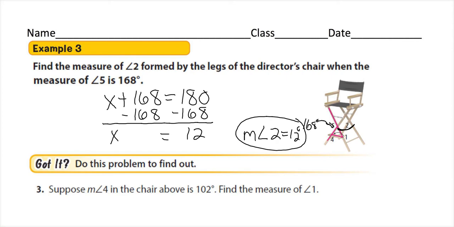Anyway, so let's try this one for number 3. We're going to use the same example. This time it says, suppose the measure of angle 4 is 102. So then what's the measure of angle 1? All right, so if this one here is 102, then what's this one right here? Okay, what are we trying to find with angle 1 right there? All right, so let's take a few seconds to work on that one.